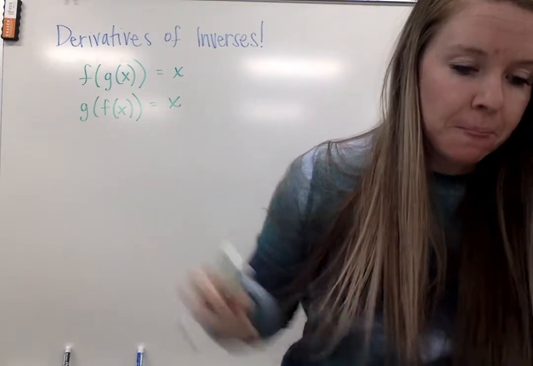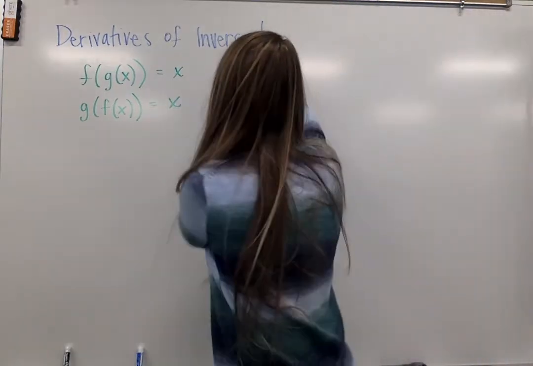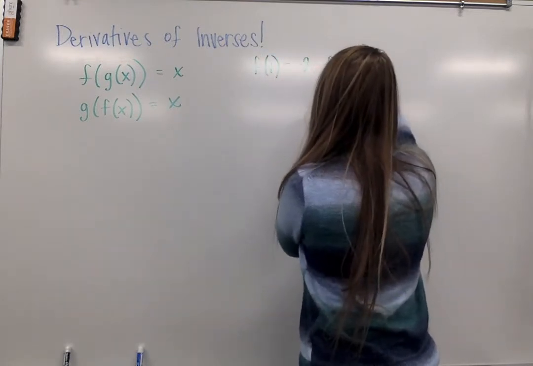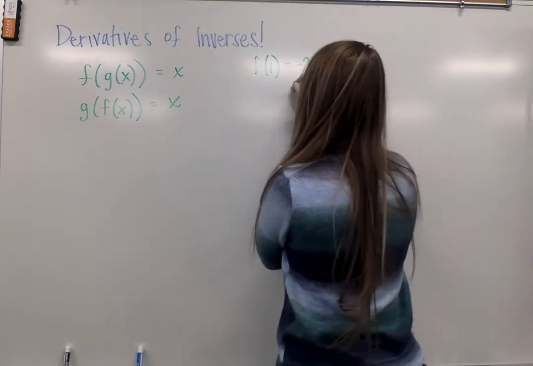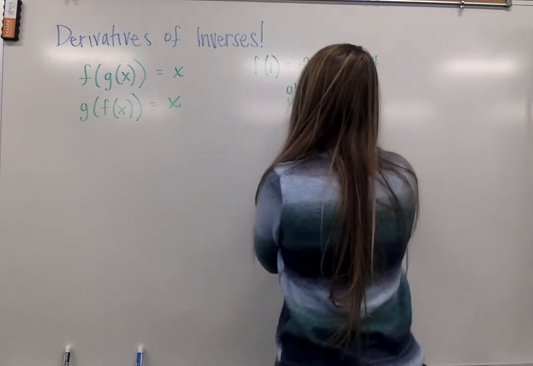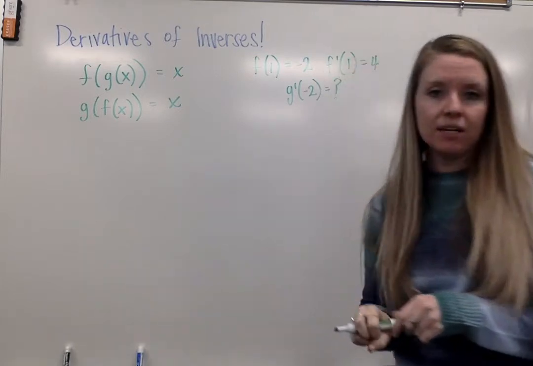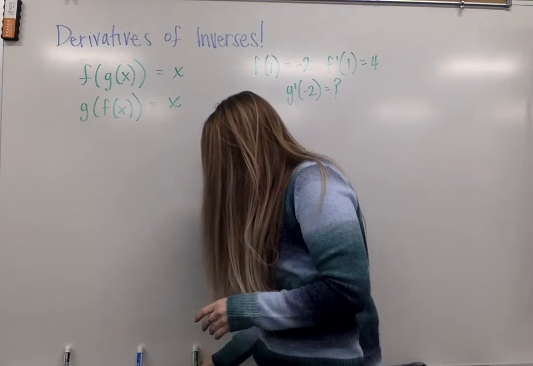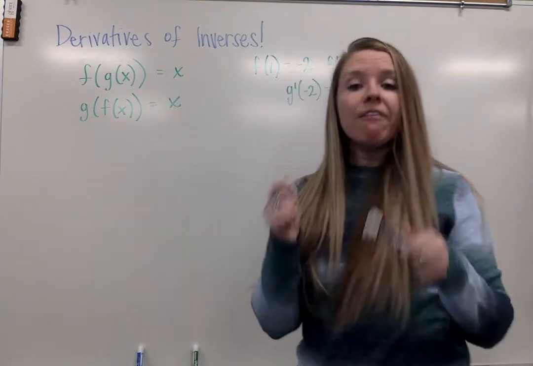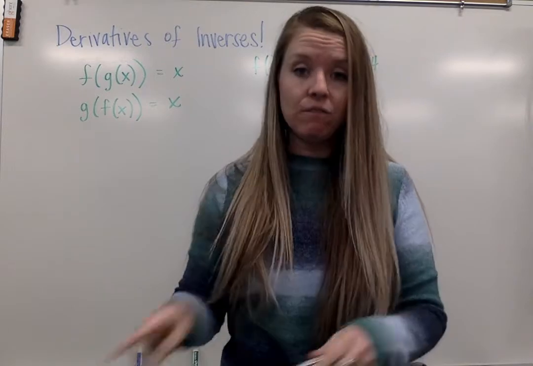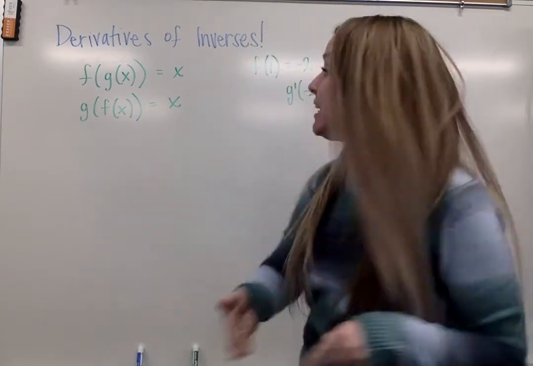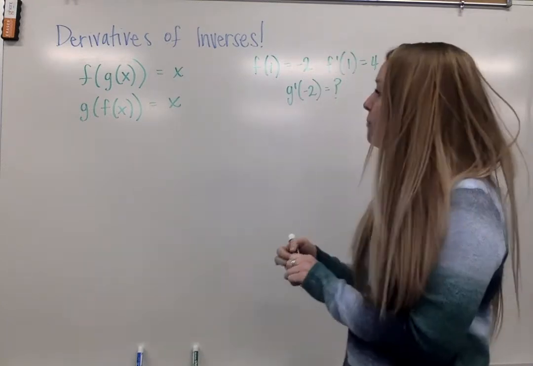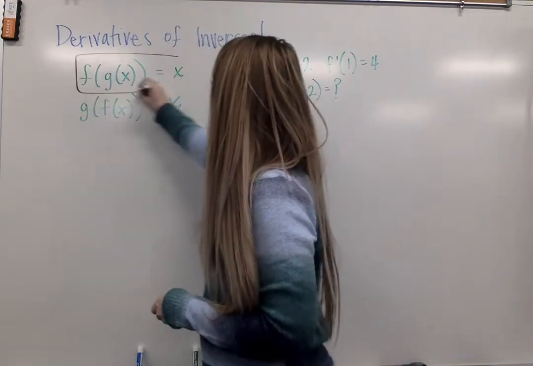For example here, if we know that f of 1 equals negative 2, f prime of 1 equals 4, and I want to know what does g prime of negative 2 equal. Well, for starters, we're given the information that f of x and g of x are inverses of each other. So because they're inverses, we have this relationship. Since I'm solving for g prime, I am going to use this setup here.